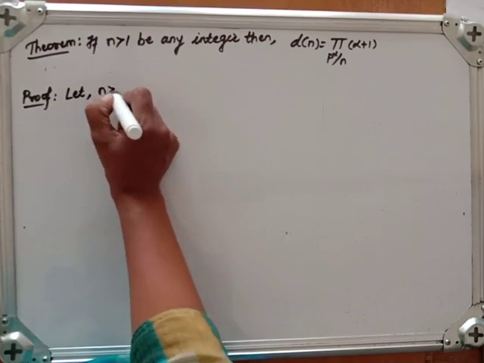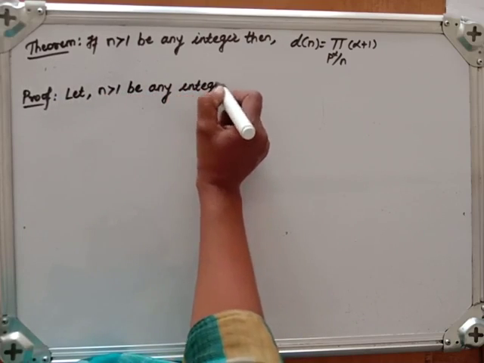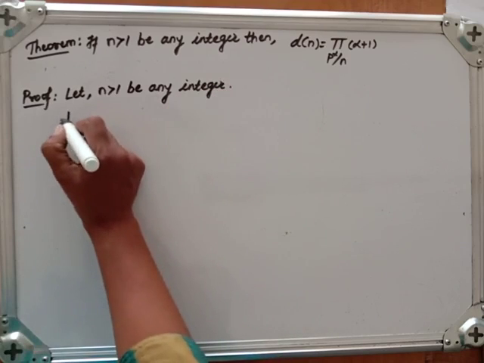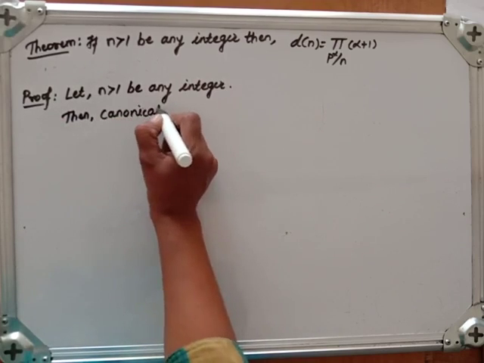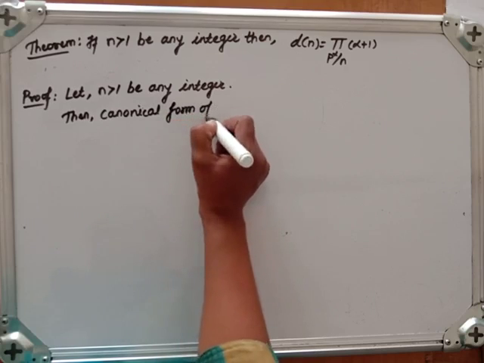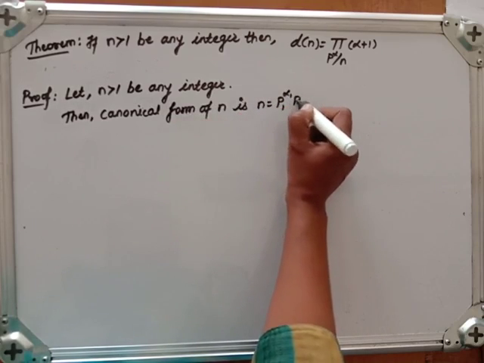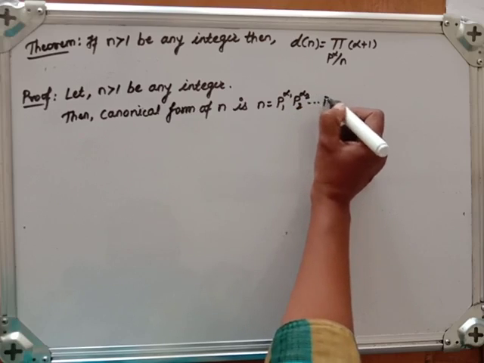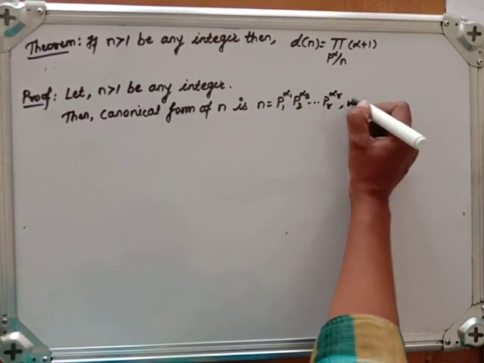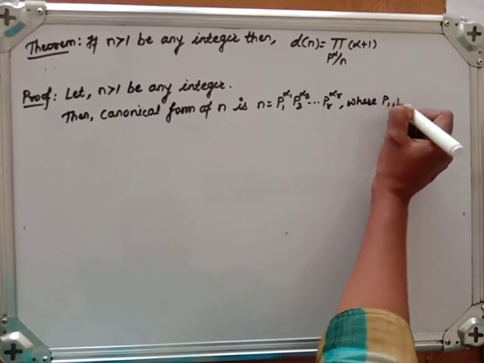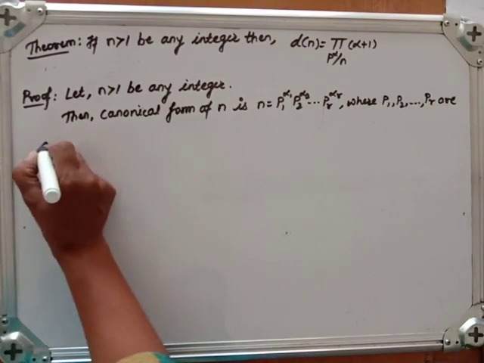Let n greater than 1 be any integer. Then the canonical form of n is n equal to p1 raised to alpha 1, p2 raised to alpha 2, and so on up to pr raised to alpha r, where p1, p2, and so on up to pr are distinct primes.